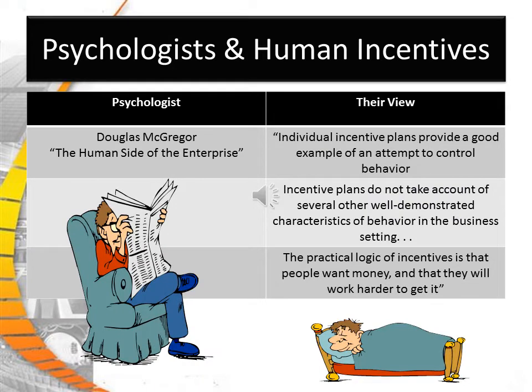Psychologist Douglas McGregor, in The Human Side of Enterprise, states, individual incentive plans provide good examples of an attempt to control behavior. Incentive plans do not take into account several other well-demonstrated characteristics of behavior in the business setting. The practical logic of incentives is that people want money and they will work harder to get it.